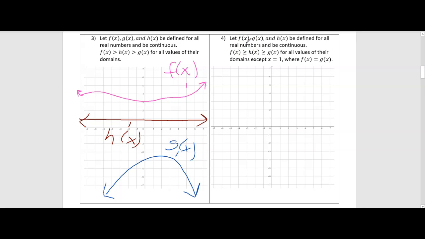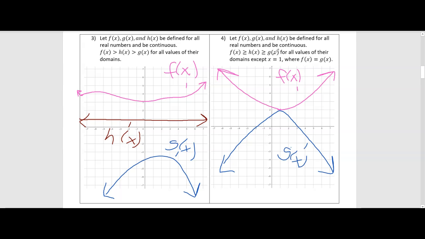Again, I'll use 2 as my, actually I'll just make a parabola for f of x this time. I'm going to draw g of x next. I'm going to draw g of x as another parabola, or something sort of like a parabola. And now to find h of x, I know h of x has to be between f of x and g of x, at least for every point except for x equals 1.